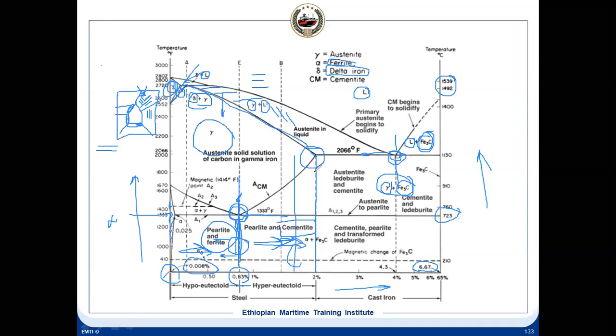So up to this, this is the hypoeutectoid, and beyond this eutectoid point, this vertical line, we have the hypereutectoid. In hyper it will be pearlite and cementite, and in hypo it will be pearlite and ferrite, and at the eutectoid point it will be 100% pearlite. So now let us see this side.